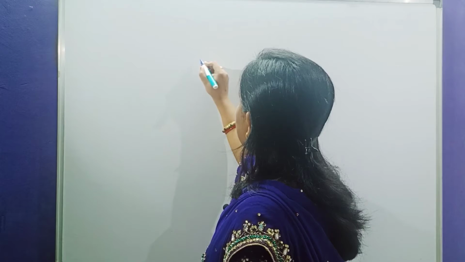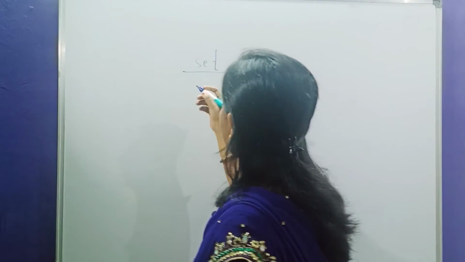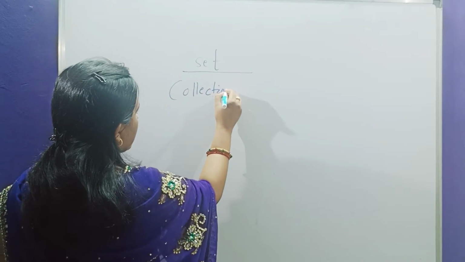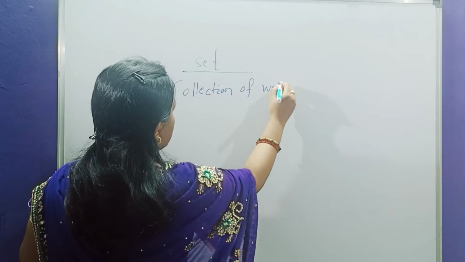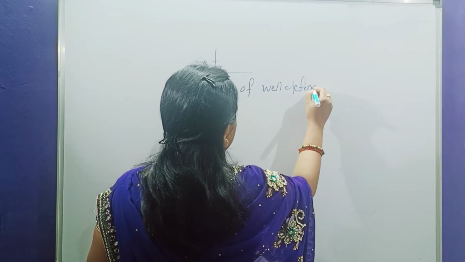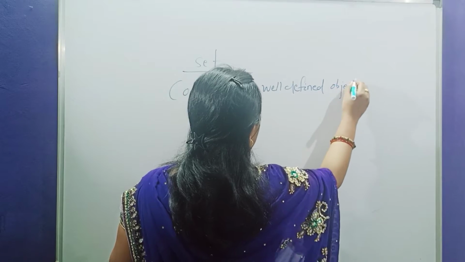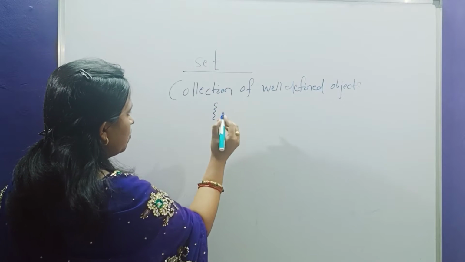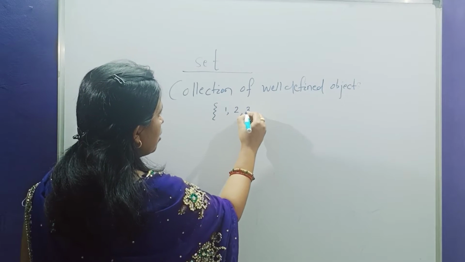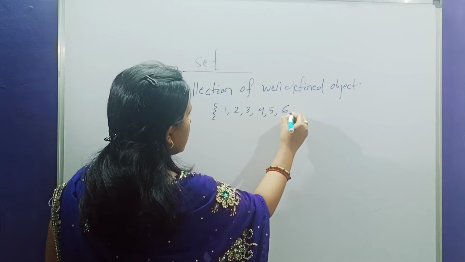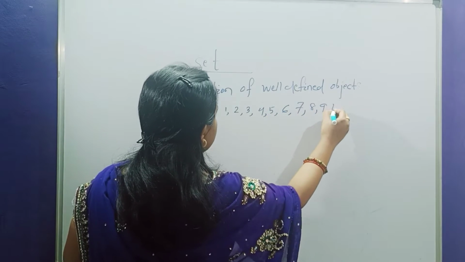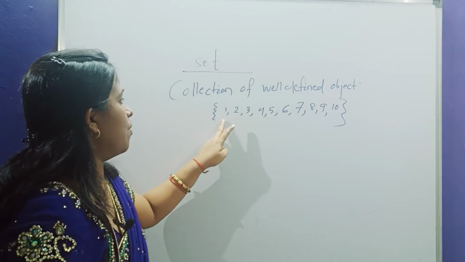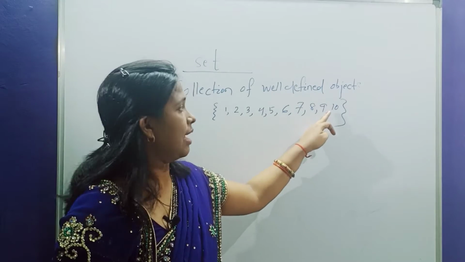What is a set? Set is a collection of well-defined objects. Suppose I am writing a set of the first 10 natural numbers. These are your first 10 natural numbers: 1, 2, 3, 4, 5, 6, 7, 8, 9, 10.